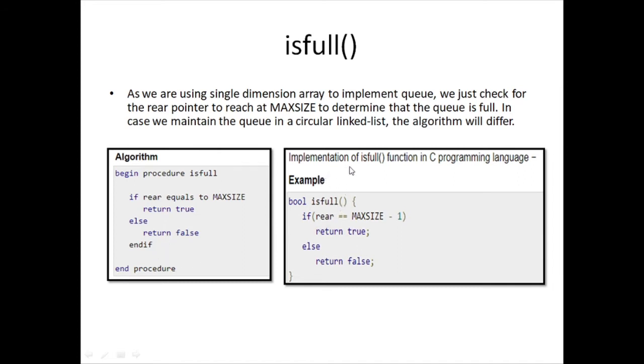So, the implementation of the isfull function in C language. In isfull, if the rear is equal to max size minus 1, then return true. If not, then we return false.